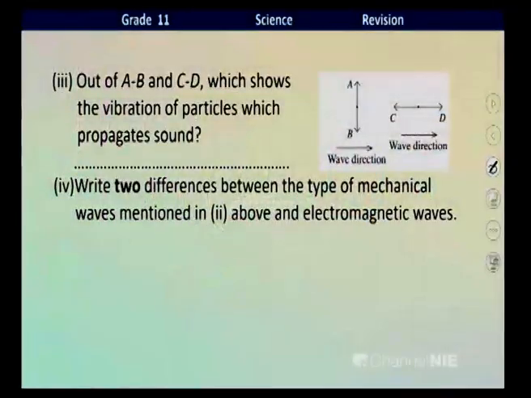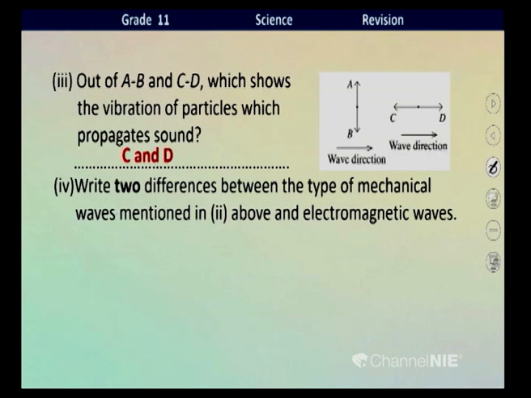Okay. Then look at the next question. Out of ABCD, which shows the vibration of particles which propagate sound? You know that sound is a type of longitudinal wave, then the answer must be CD.